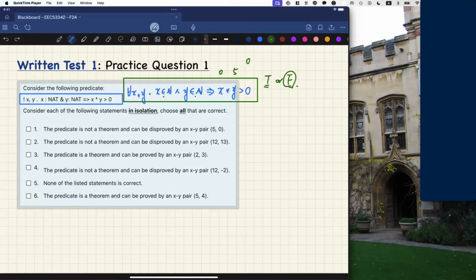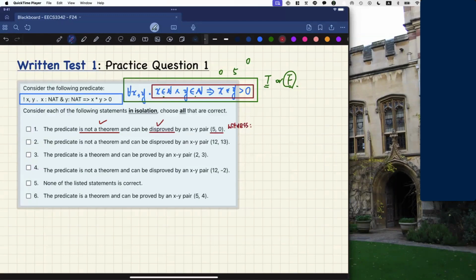But let's not consider the answer yet. I think the answers can nicely review the proof strategies that we spoke about in the class. Let's look at them carefully. So number one, the predicate is not a theorem. I think this part is good. And it can be disproved by a pair 5, 0. This one actually looks good, and I can tell you why. Now what we need to look at is the body of the universal quantification. If we want to disprove the universal quantification, we need a witness, right? So the witness the question is suggesting is 5, 0.